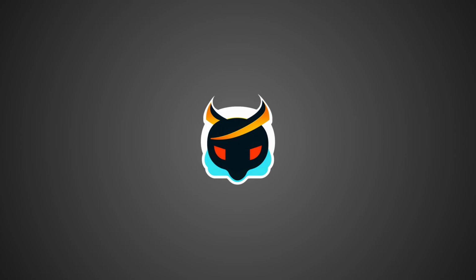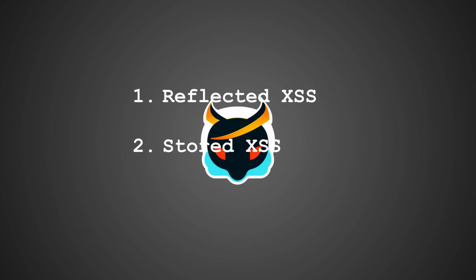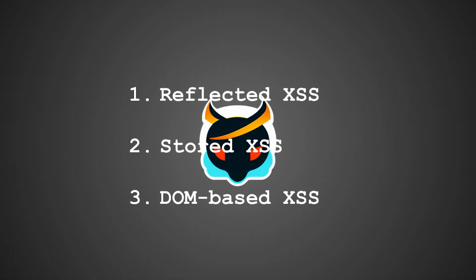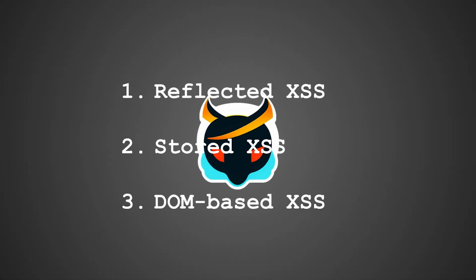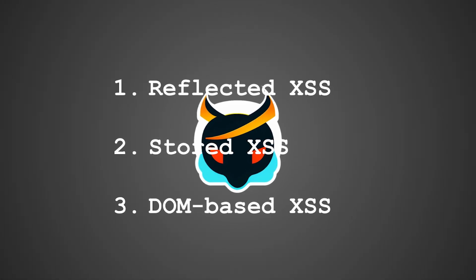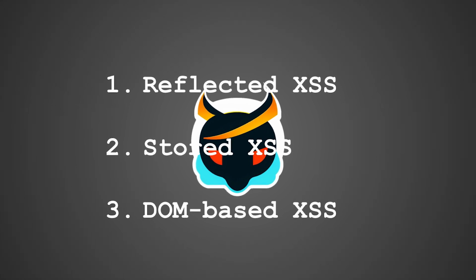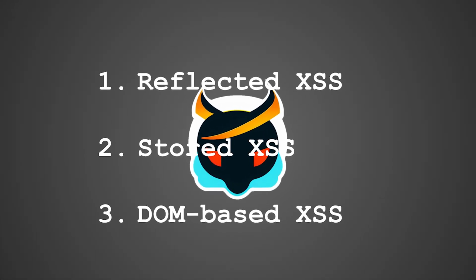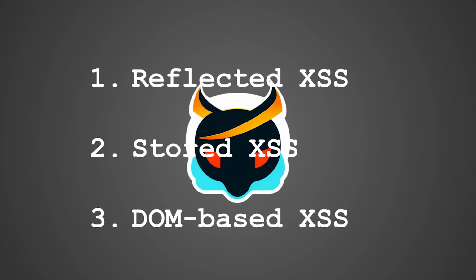XSS vulnerabilities are generally categorized into three main types, each with its unique way of exploiting web applications. First, there's reflected XSS, where the malicious script is reflected from the current HTTP request. Next, we have stored XSS, which involves a script being permanently stored on target servers. Finally, DOM-based XSS, where the vulnerability exists in the document object model, or DOM, of the web page, allows scripts to modify the DOM on the fly in the client's browser. Let's dive deeper into how these XSS categories operate.